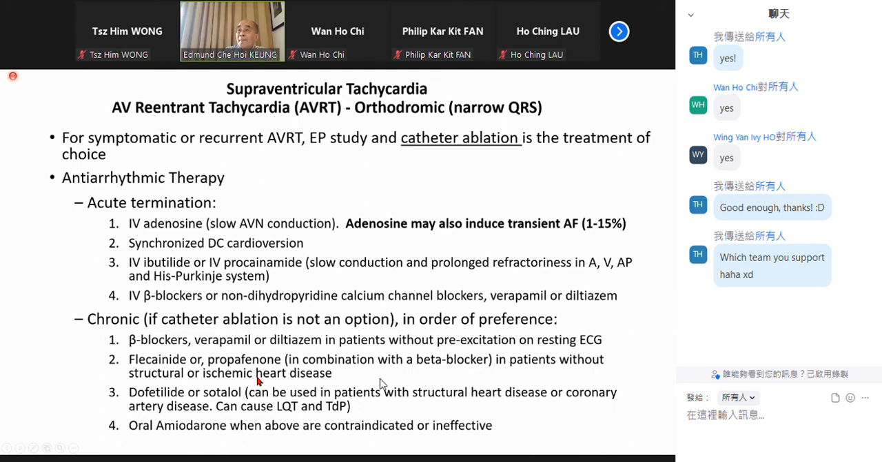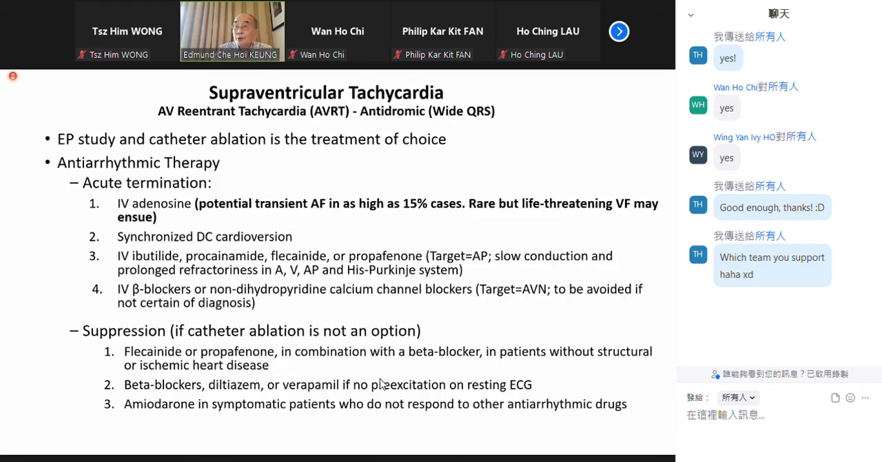Now, how about AVRT? If it is narrow, it's basically again ablation. And the treatment is basically the same as narrow QRS complex AVNRT. Now, for wide complex, let's be careful, okay? Oral amiodarone is okay. IV, I would worry a little about it. So again, this is all reading. I don't want to read again.